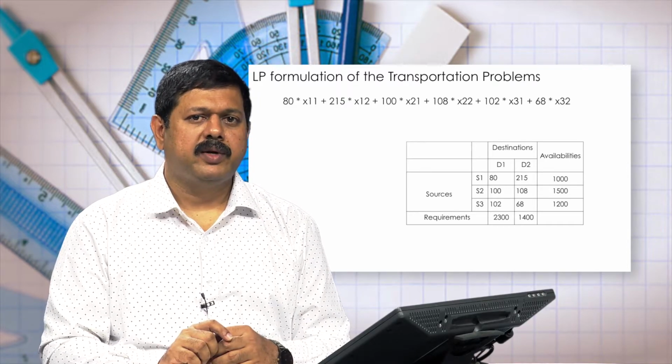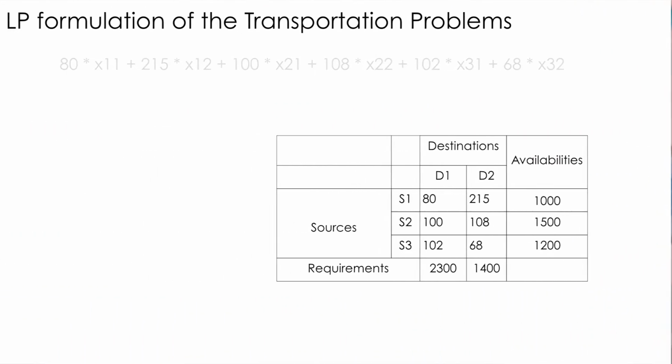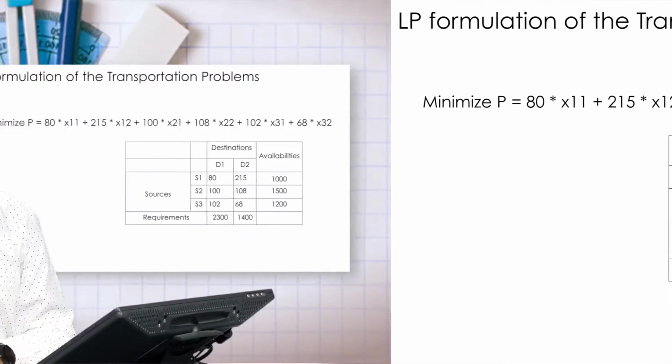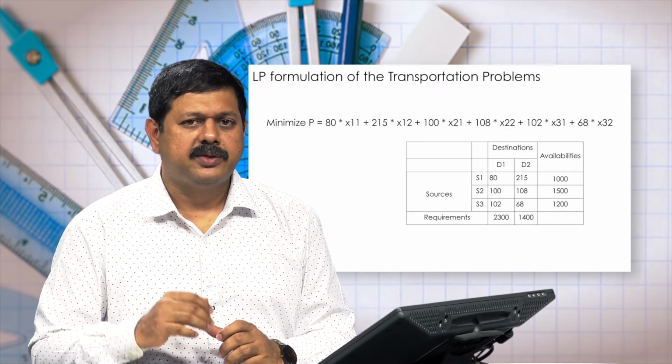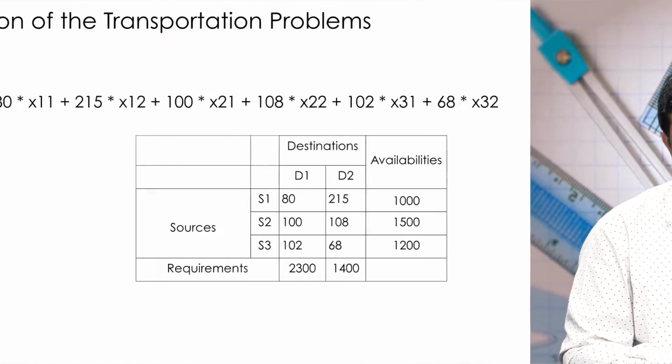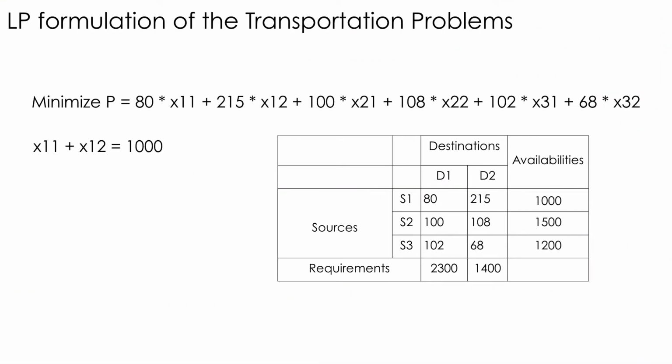So therefore, we can represent the objective function as minimize p equals 80 times x11 plus 215 times x12 plus 100 times x21 plus 108 times x22 plus 102 times x31 plus 68 times x32. The restrictions for available resources and destination requirements provide the constraints for this problem. Hence, we have the constraints x11 plus x12 equals 1000, x21 plus x22 equals 1500, x31 plus x32 equals 1200.